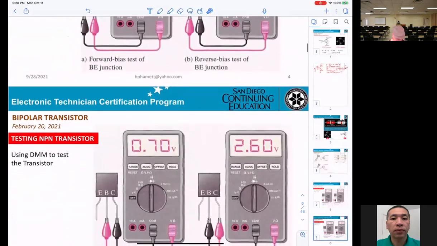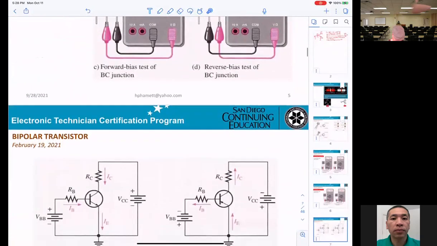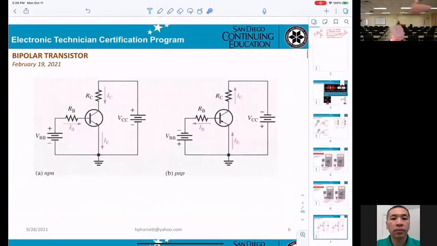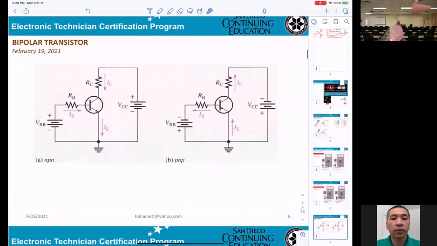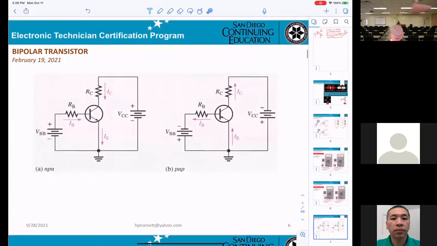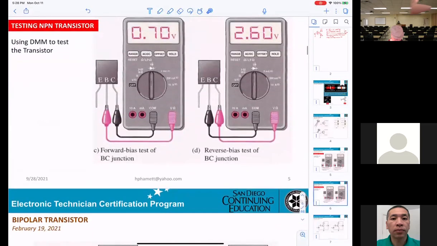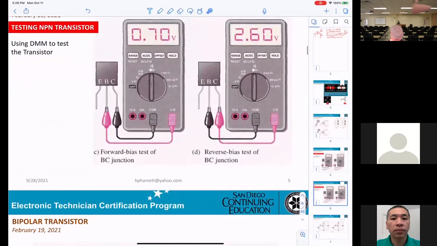This testing, has anyone tried it? I tried it. It's supposed to read open circuit, not 0. Open circuit. That means when you do a reverse bias up here, right.